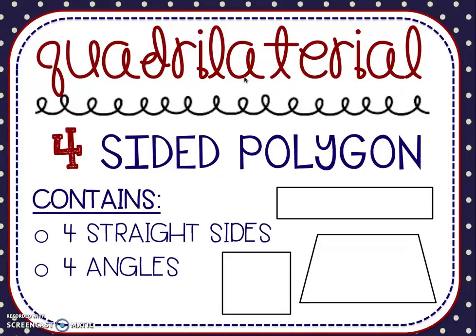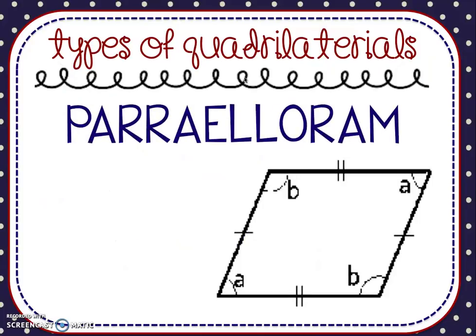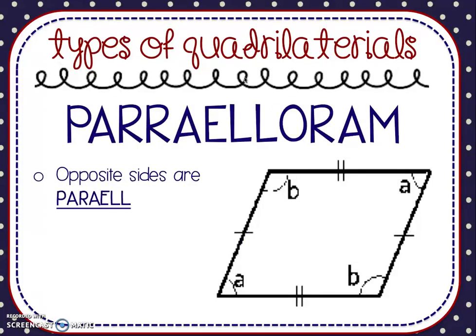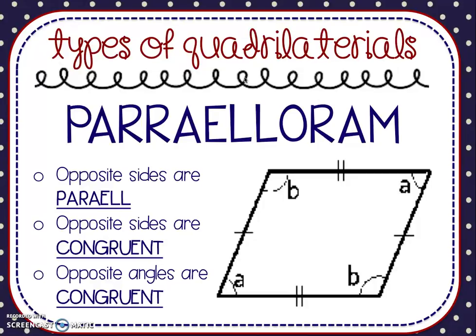Okay, so what we're going to talk about in this is looking for specific characteristics or specific keys that make a quadrilateral either a rectangle or a square or a parallelogram. So the first one we're going to talk about is a parallelogram. And a parallelogram just means that the opposite sides are parallel, opposite sides are congruent, and opposite angles are congruent. So this is kind of like a rectangle that's been smushed over.